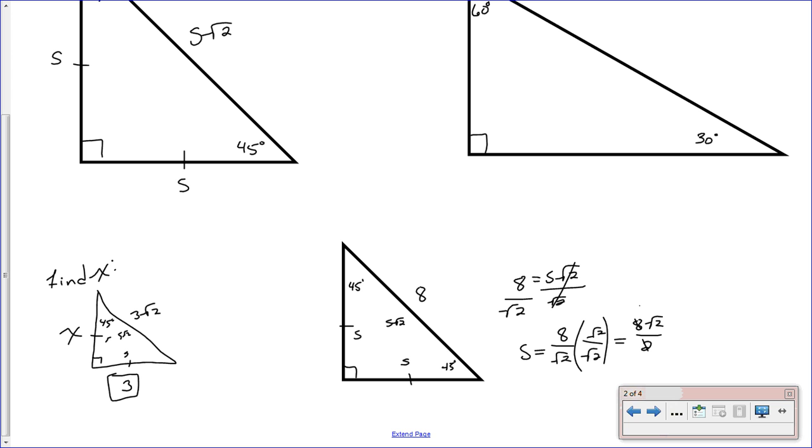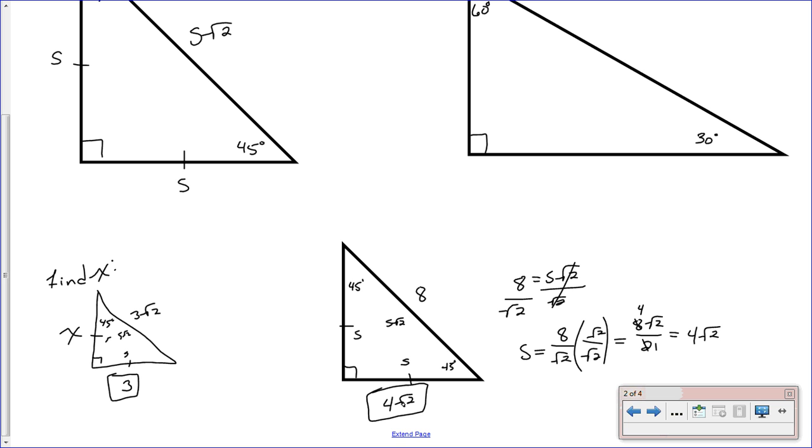The 2 will cancel with the 8, making it a 4 and a 1. So s is 4 times the square root of 2. All right, so our side length here is 4 square root of 2, and the same goes the other way.